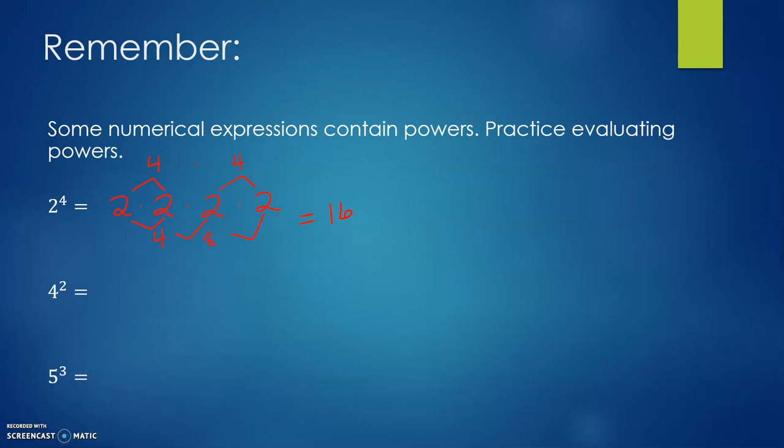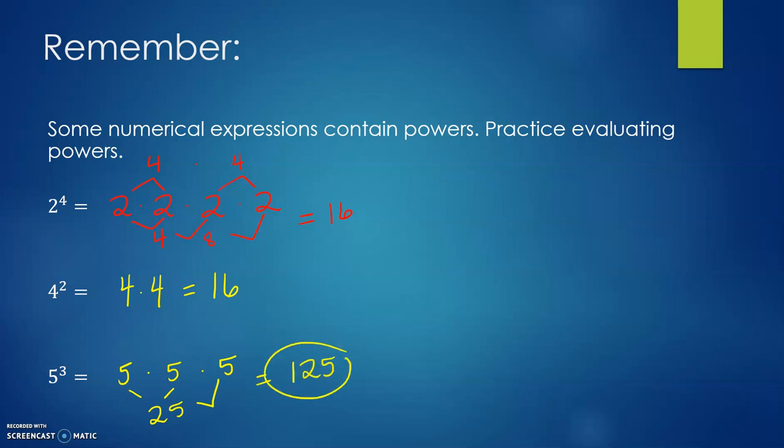I'm going to change my color. Sorry about that. 4 to the second power is 4 times 4, which is also 16. But just because those numbers are switched, it doesn't always work that way. I'll show you down here on this one. So 5 times 5 times 5. 5 times 5 is 25, and 25 times 5 is 125.